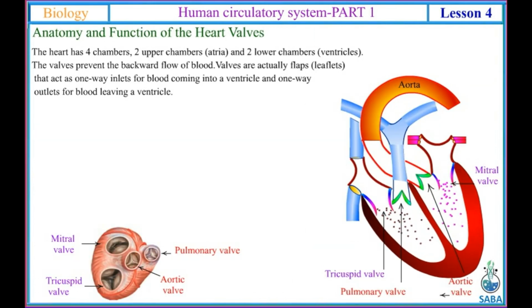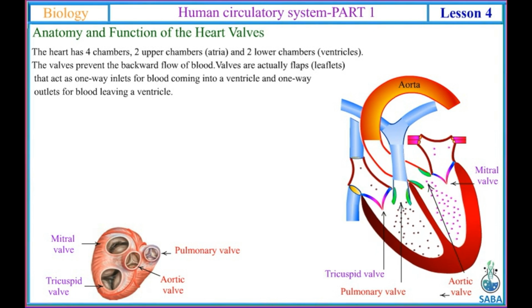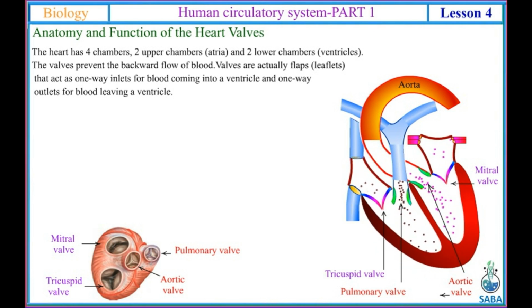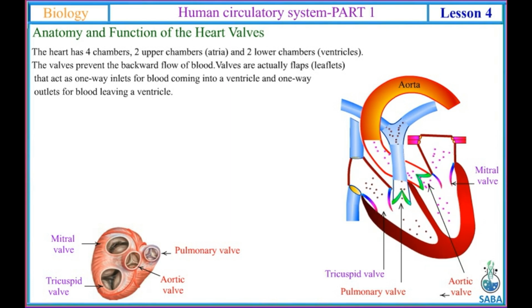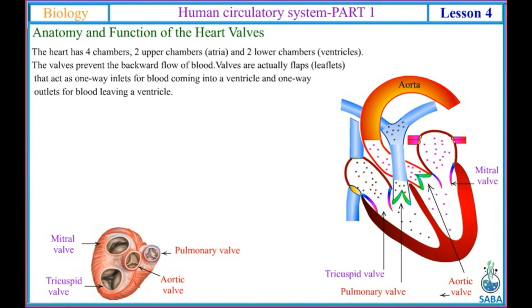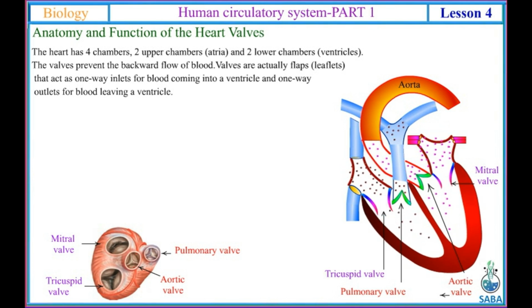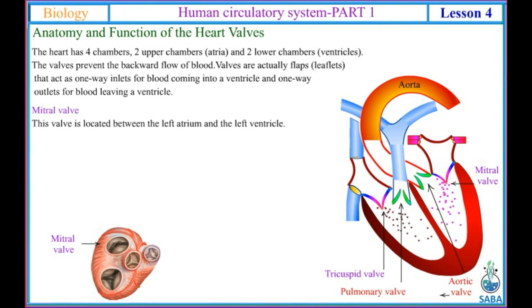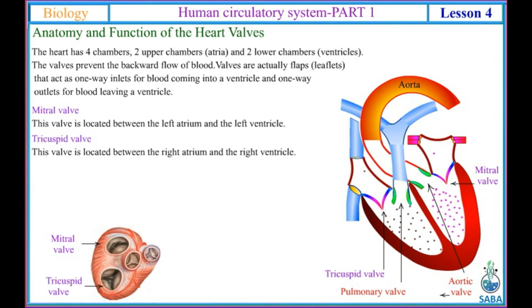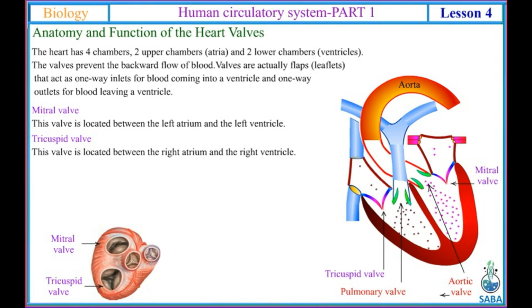Anatomy and function of the heart valves. The heart has four chambers, two upper chambers, atria, and two lower chambers, ventricles. The valves prevent the backward flow of blood. Valves are actually flaps, leaflets, that act as one-way inlets for blood coming into the ventricles and one-way outlets for blood leaving the ventricle.